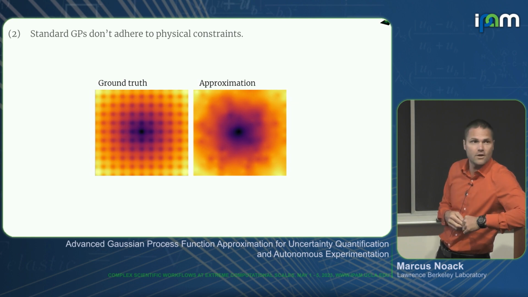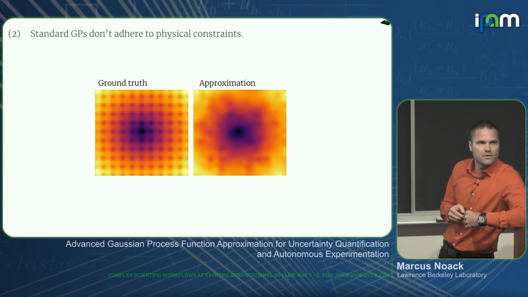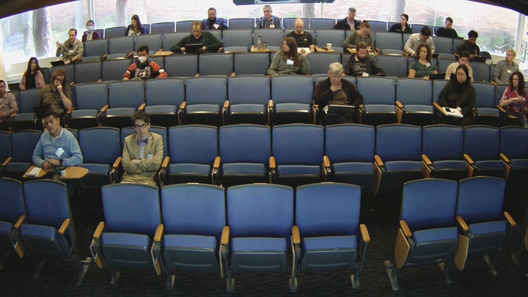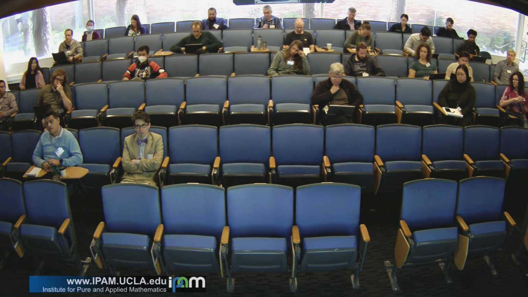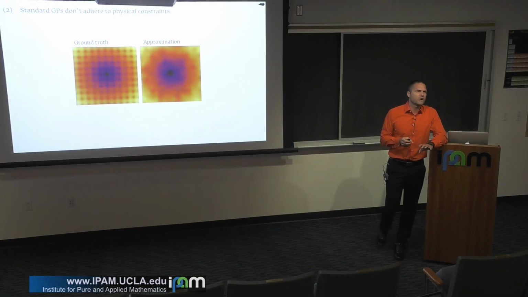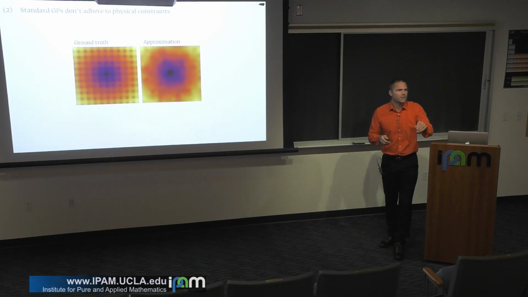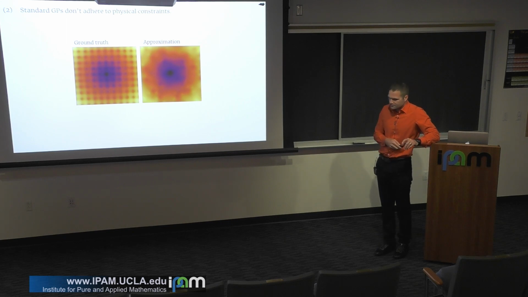Marcus, just a quick question. By standard GP, you mean exactly RBF? Very good question. Yeah, pretty much a stationary kernel and constant prior mean. Thank you, though. I did forget to define that.